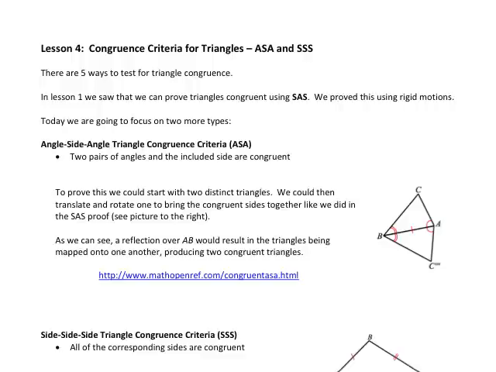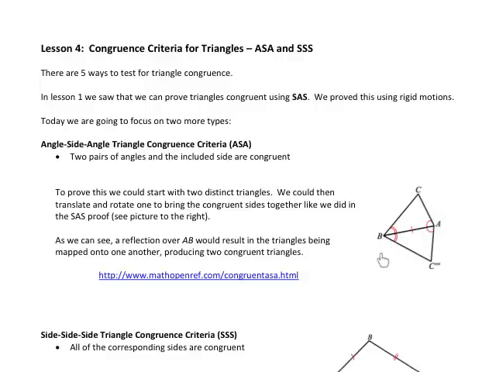Today we're going to talk about two more triangle congruences, angle-side-angle and side-side-side. In lesson one, I showed you that a translation, a rotation, and a reflection can map two triangles, one to the other, given two congruent sides and the included angle. Here we have two congruent angles and the included side. We could translate and rotate to line up the congruent side with the congruent angles.